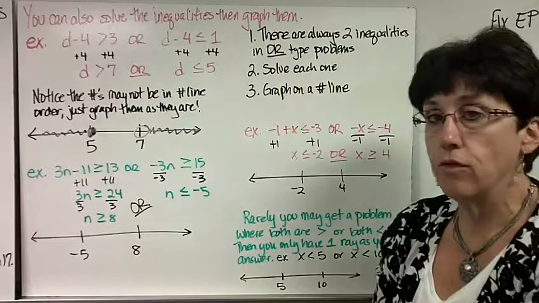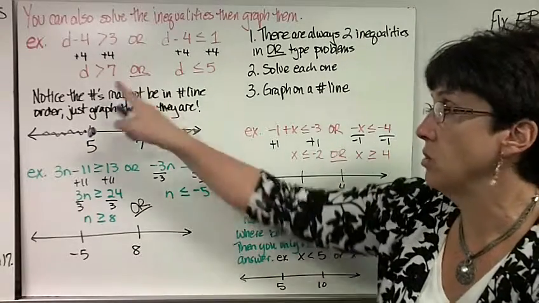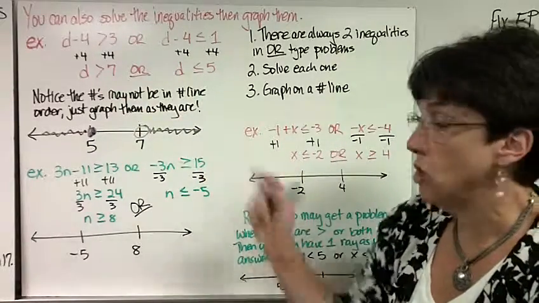Notice once again we always have our variable on the left in these solutions, because then we can use the inequality symbol as a directional arrow.